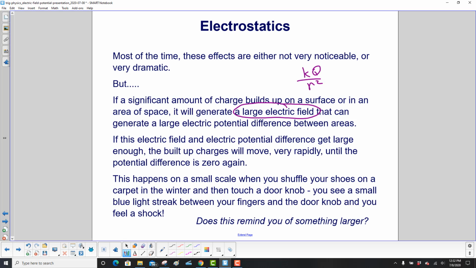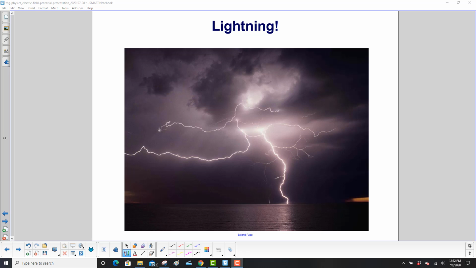This happens on a small scale. When you shuffle your shoes on a carpet in the winter and then touch a doorknob, you see a small blue light streak between your fingers and the doorknob, and you feel a shock. It doesn't feel very good. Does this remind you of something larger? Lightning.